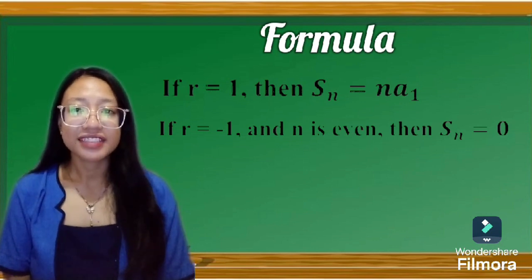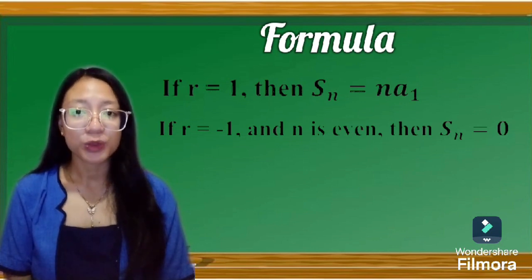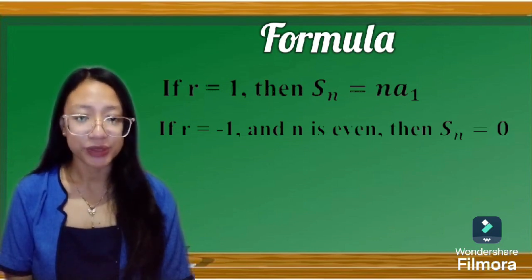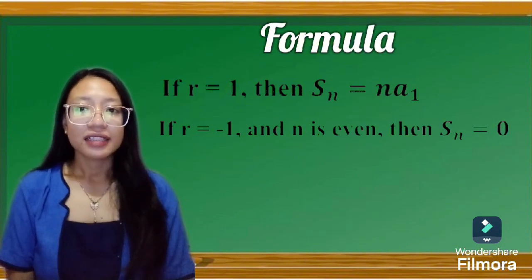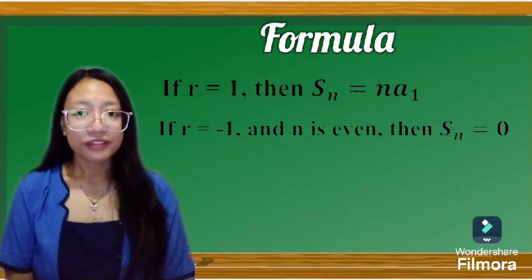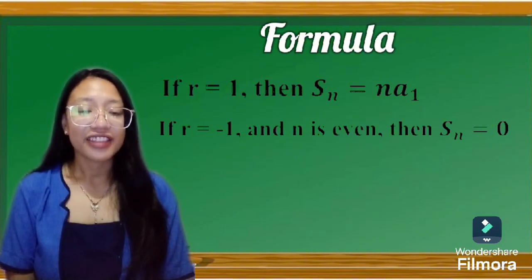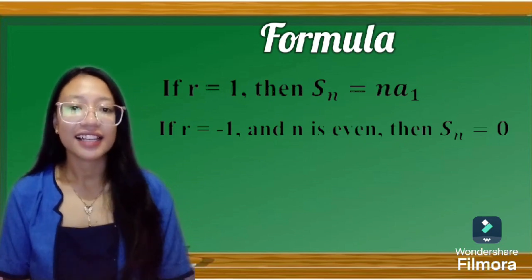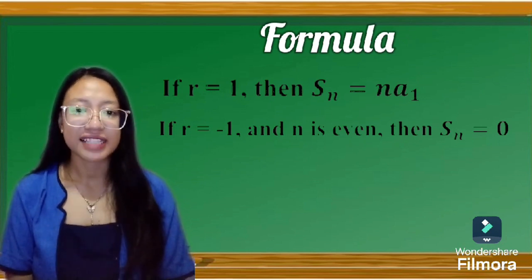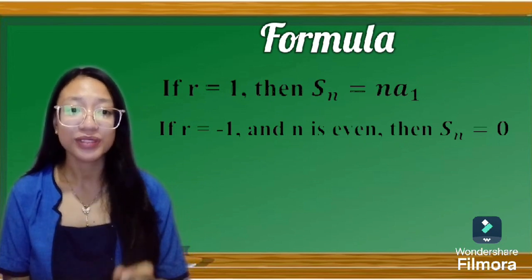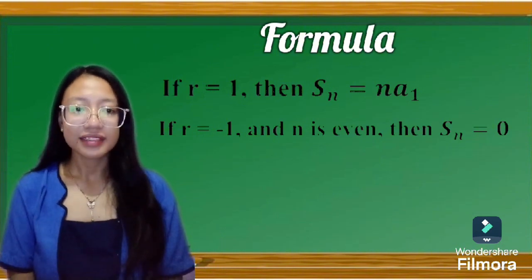Why? Because the terms alternate between positive and negative values, and when there are an even number of terms, they cancel each other out completely. Kinakancel lang nila yung isa't isa, kasi even yung number of terms.